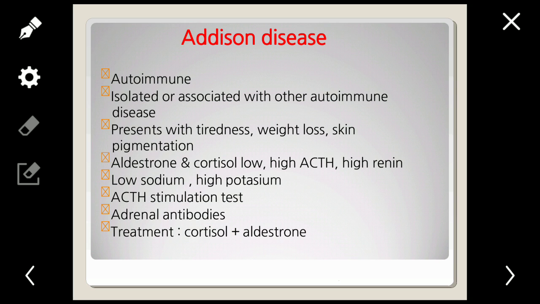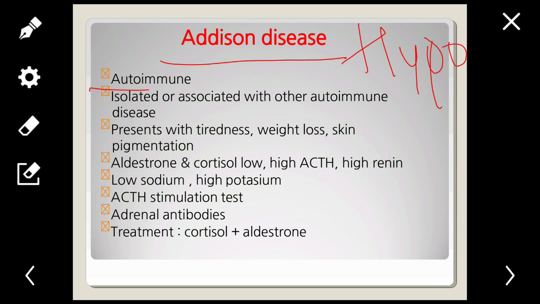Then hypofunction of the adrenal gland leads to a disease called Addison's disease. Addison's, hypofunction of adrenal, A for A. It is an autoimmune disorder in which there is destruction of the gland by autoantibodies, isolated or associated with other autoimmune diseases, presenting with tiredness, weight loss, skin pigmentation. Aldosterone and cortisol are low, with high adrenocorticotropic hormone and high renin.